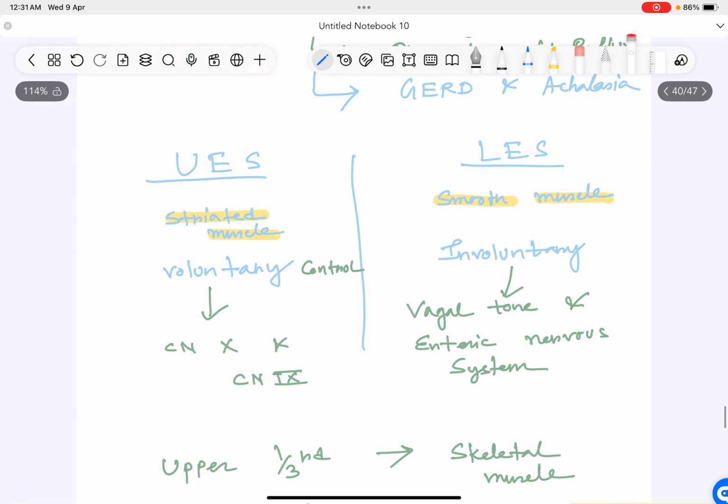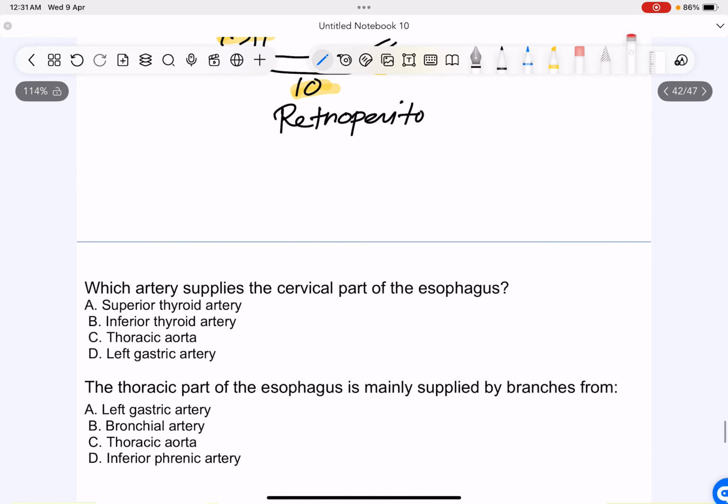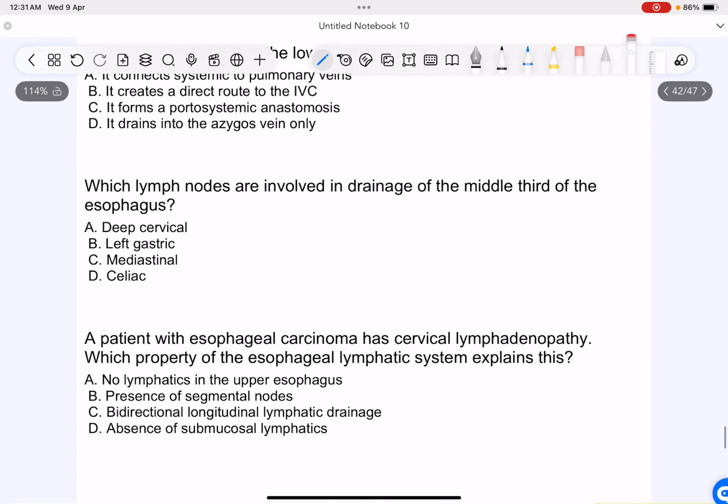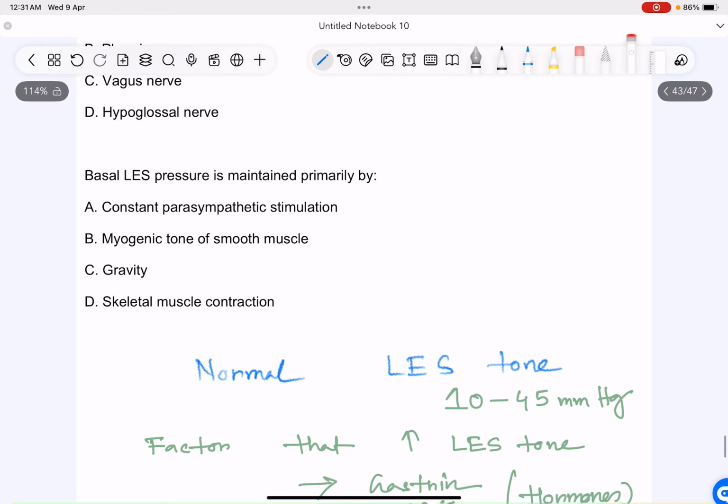So I was telling you that the upper esophageal sphincter is controlled by the vagus and glossopharyngeal nerves, and the lower esophageal sphincter is under vagal tone and enteric nervous system control. Let us continue to discuss some questions.